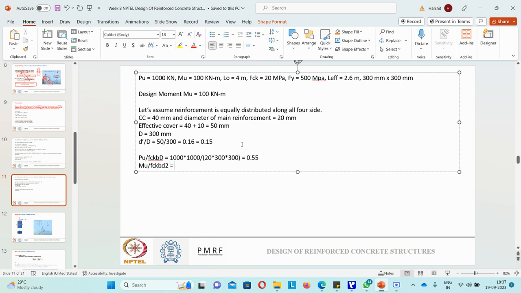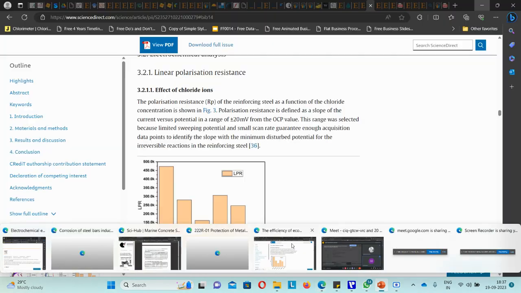and Mu by fck bD square will be 100 into 10 to the power 6, kilonewton meter, divided by 20 into 300 into 300 into 300. So this will come out to be 0.18. Now I know both Pu by fck bD and Mu by fck bD square, so I need to refer to the SP code now.